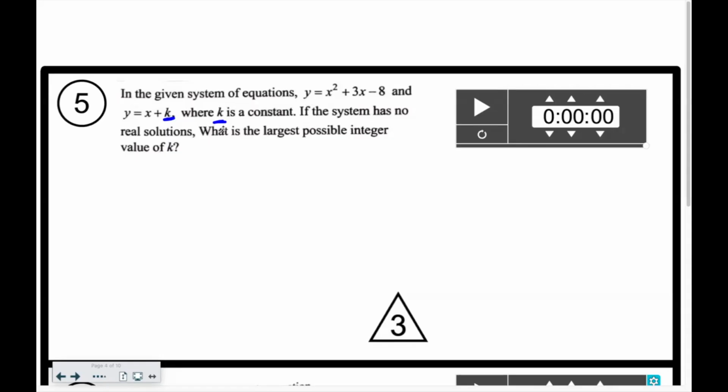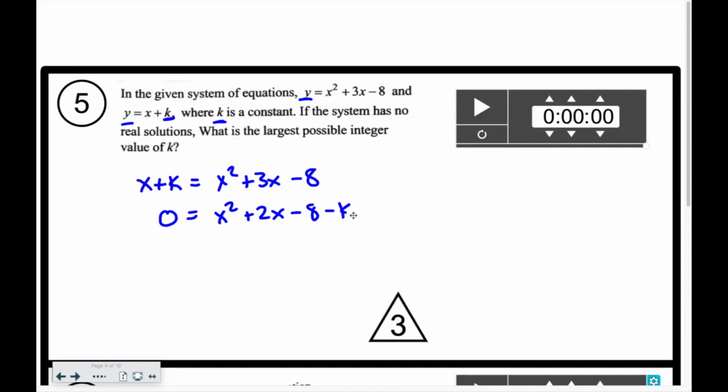So what we have is a system. Well, the easiest way to solve this system is to just set them equal to each other. So I have x plus k equals x squared plus 3x minus 8. Then I say to myself, I have a quadratic. The way I solve a quadratic typically is I would want it to equal 0. So I'm going to bring this x over to this side. If I take an x away, I'm going to get 2x. And then I'm going to move the k over to this side. So I just have negative 8 minus k. So now I have a quadratic.